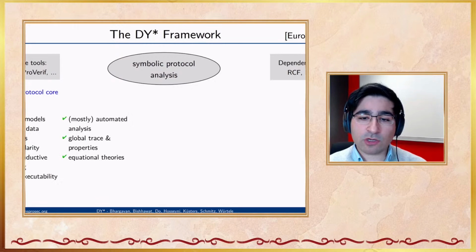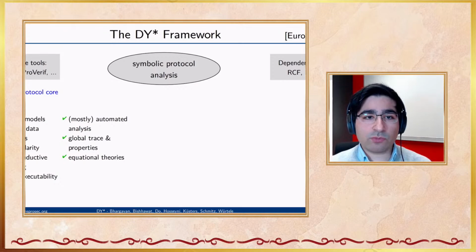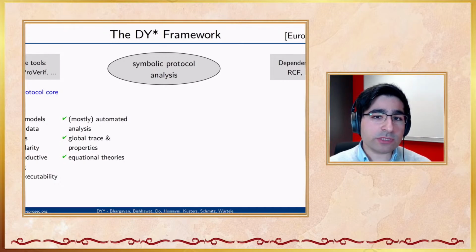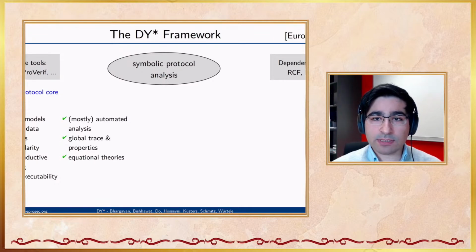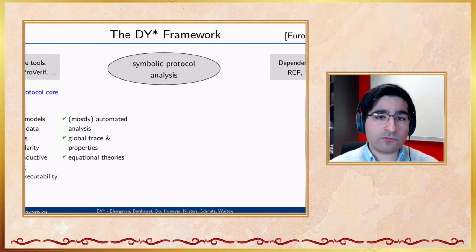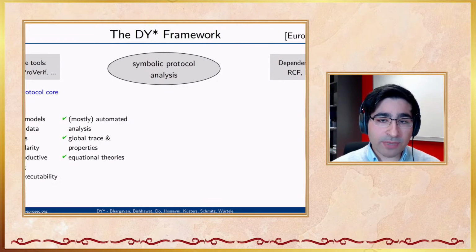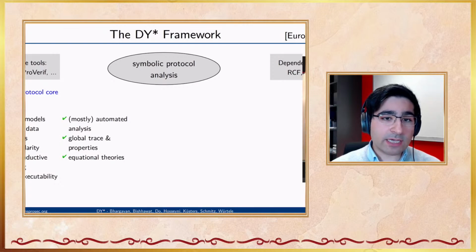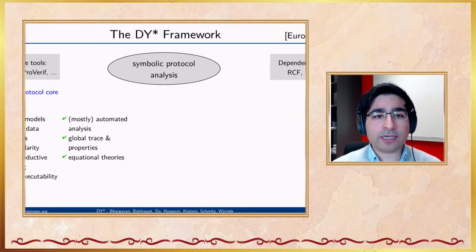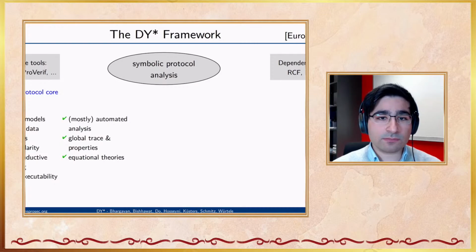So roughly speaking, the Dolev-Yao approach focuses more on the protocol core, which leads to more abstract models that can be analyzed in a mostly automated manner. This approach makes it easier to analyze security properties that require a global view, for example, forward secrecy, because it analyzes the whole protocol and all its possible execution traces at once. At the same time, this all-at-once analysis usually requires bounds on data structures and bounds on loops. Dolev-Yao style tools also support equational theories.